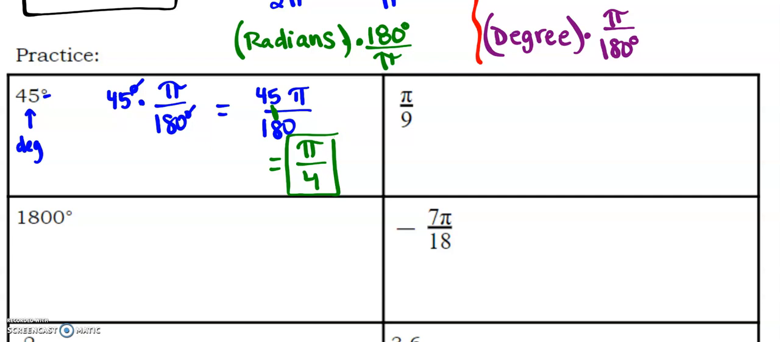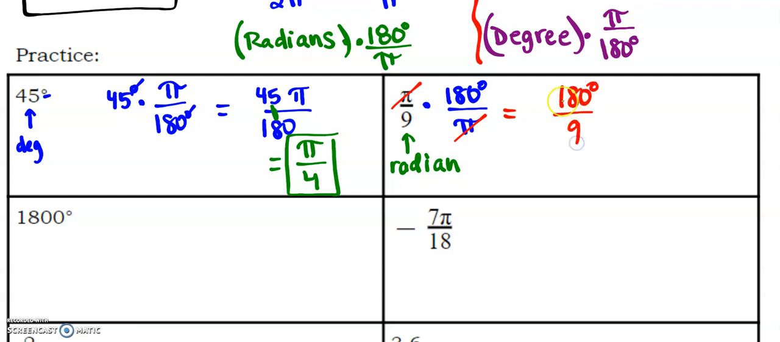And then if you get an angle that's in radians, the way that we know is because you see the pi for sure. Or basically, anytime something doesn't have a degree symbol, it's in radians. So we're going to take this and multiply it by 180 degrees over pi. I flip the fraction because now I want the pi's to cancel instead of the degrees. And so then I get 180 degrees over 9. And I look at this and I go, 18 divided by 9 is 2, so this must be 20 degrees.